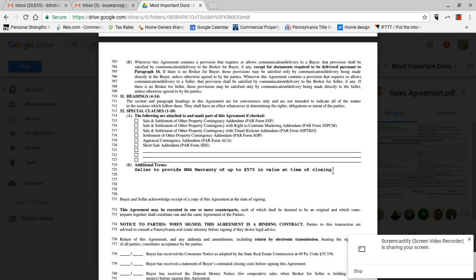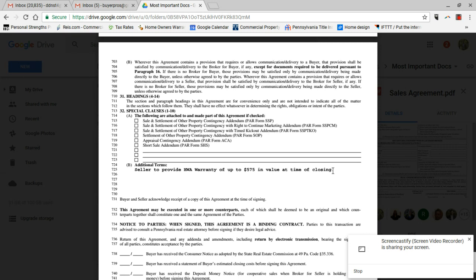The last thing is the additional terms. That's right where you write anything special in there. If your buyer is purchasing with an FHA loan, I would write in there that the seller will make sure that the property passes FHA inspection criteria prior to closing. If you write that in ahead of time and the listing agent is dumb enough not to cross it out, then you have stuck the seller with making sure that property passes FHA inspections, and they cannot argue with you about the appraisal that comes back.